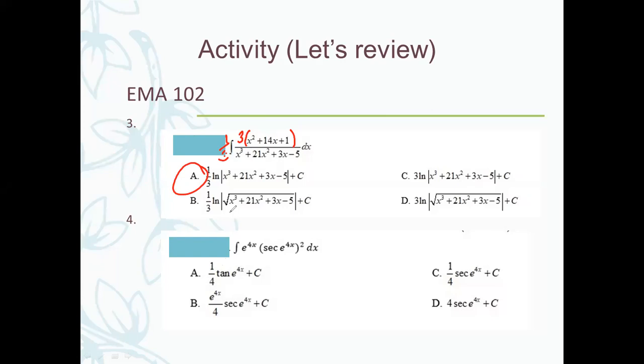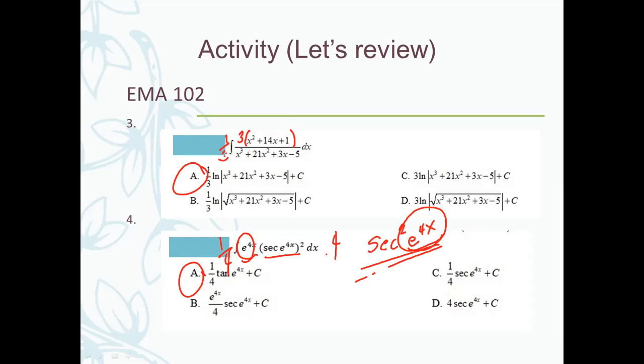This one can be written in the form secant squared of e raised to 4x. And we know that secant squared is the derivative of the tangent. So you need to make sure that this e raised to 4x is in here because it's its derivative. You lack 4, so you introduce 4 here. You place 1/4 outside. So Bobby is correct. The answer for number 4 is letter A. Should be tangent of e raised to 4x divided by 4 plus c.